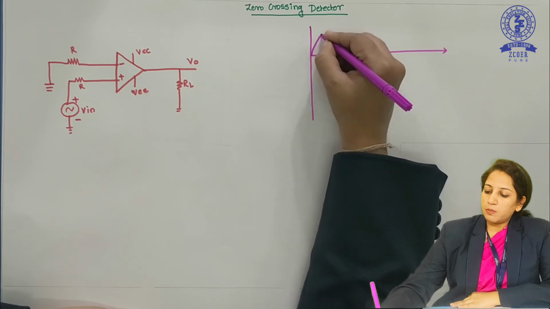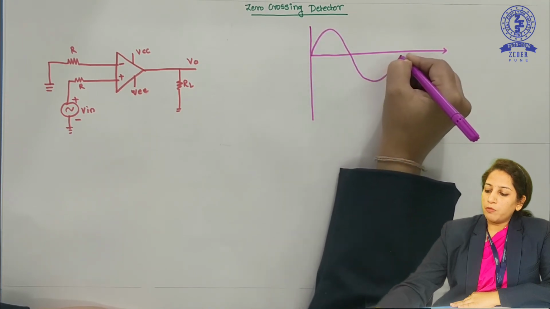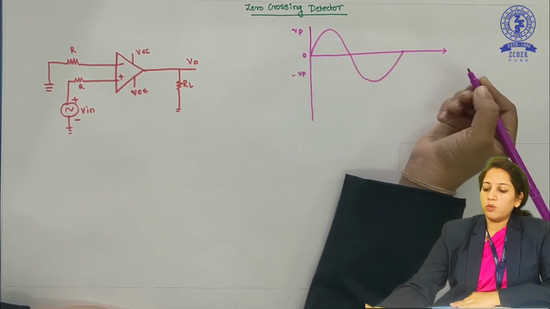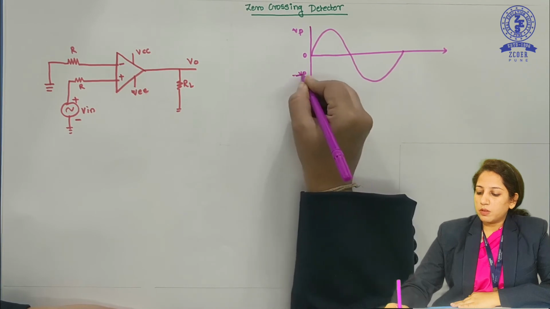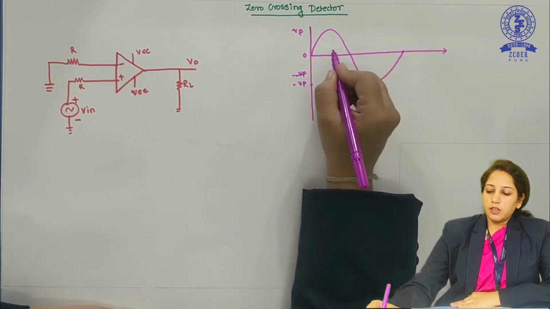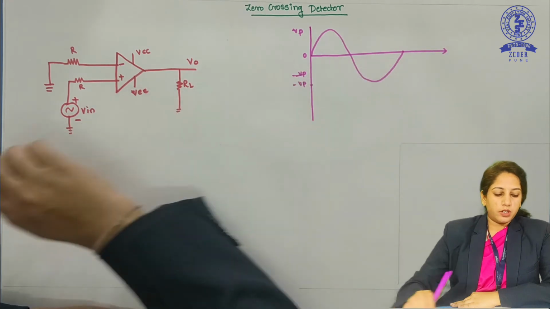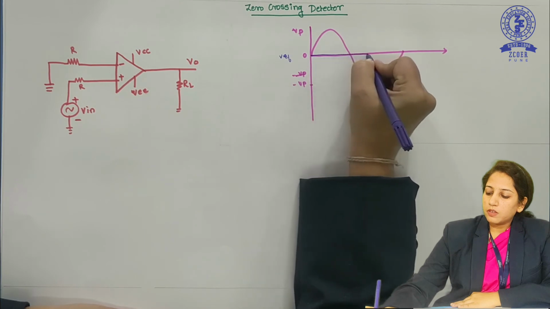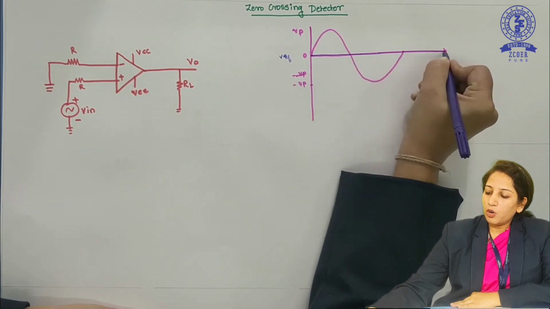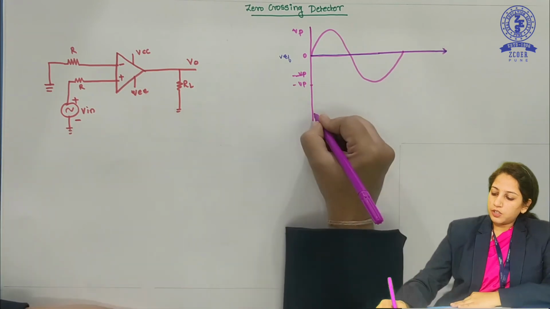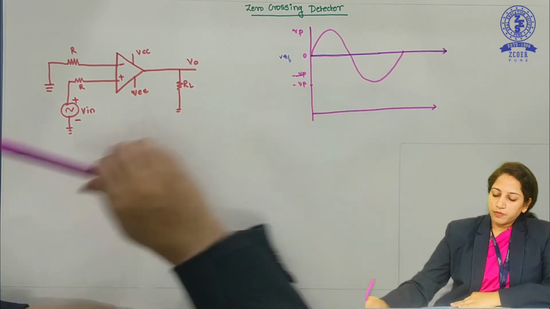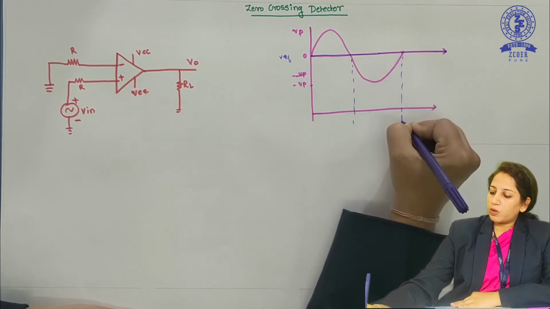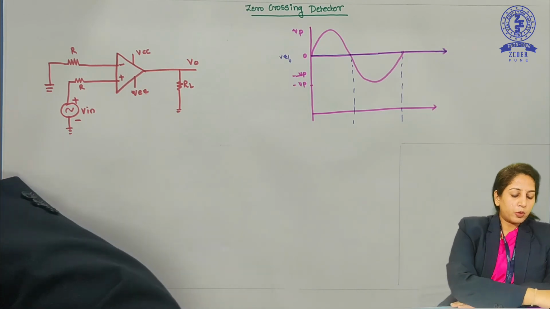Suppose this is my input sine wave, which is time varying. This is V peak value, and this is minus V peak. Here my V reference has become 0, so my output will change equally. Whenever my V in crosses V reference, I have taken projections.